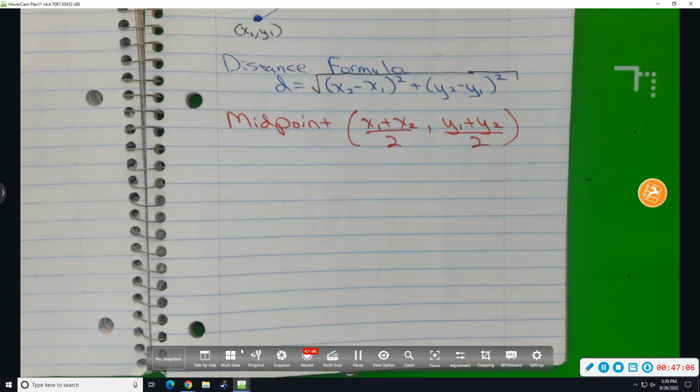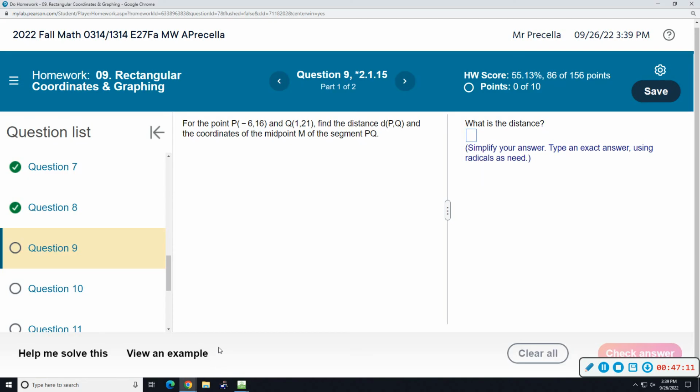And number 9, they're giving us two ordered pairs, and they're naming their ordered pairs. One point is P, it's located at -6, 16. The other point is Q. Q is located at the ordered pair 1, 21. Find the distance d of PQ. They're using a function notation that I don't care for because we haven't defined functions yet, so I'm just going to call that distance d. And then find the coordinates of the midpoint.